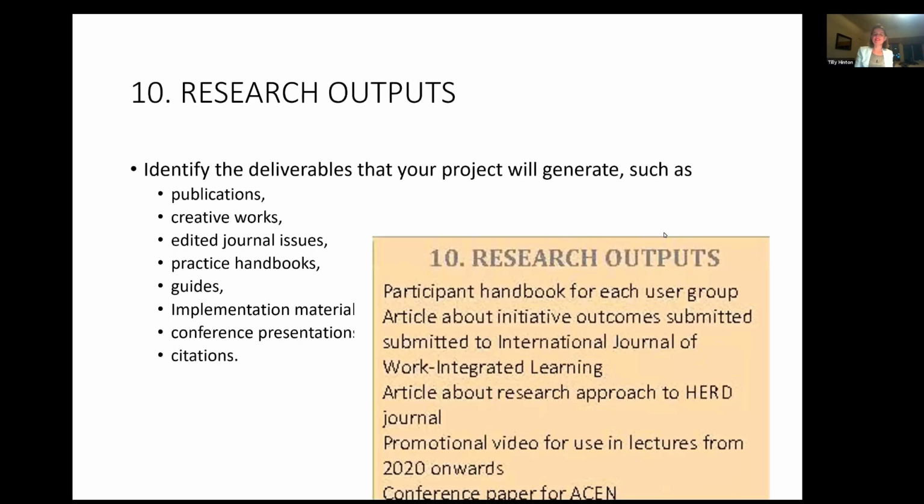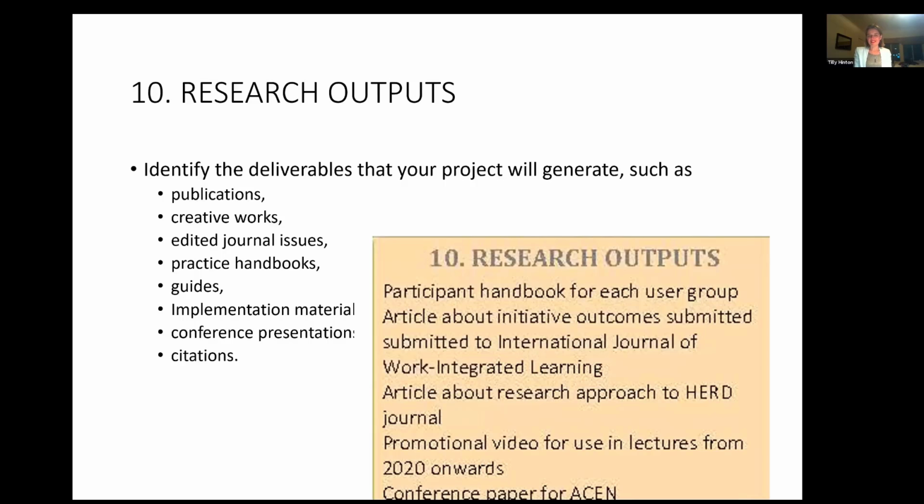And then this one is the easiest one to write. Research outputs, the real, actual, tangible things that you're going to make in your project. And there's a list of prompts there about the kinds of things they might be. Publications, edited journal issues, or indeed books. Practice handbooks, guides, implementation materials, presenting at conferences, being cited by other people. So the actual tangible things.